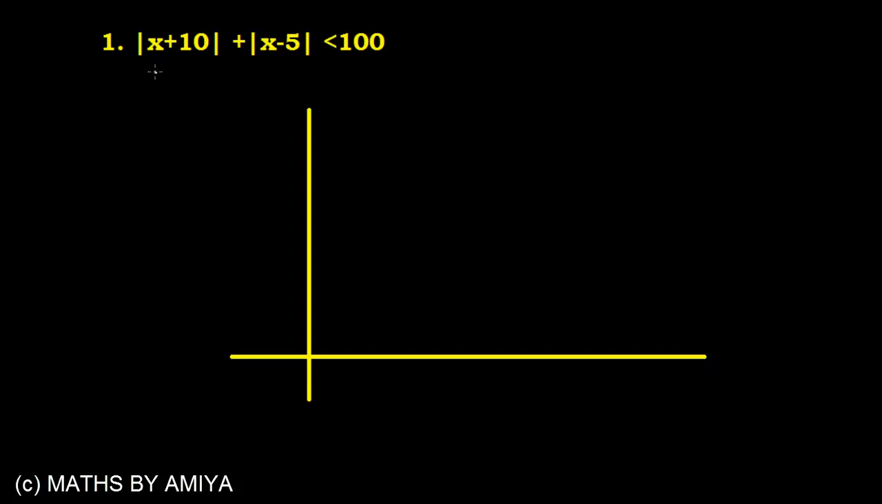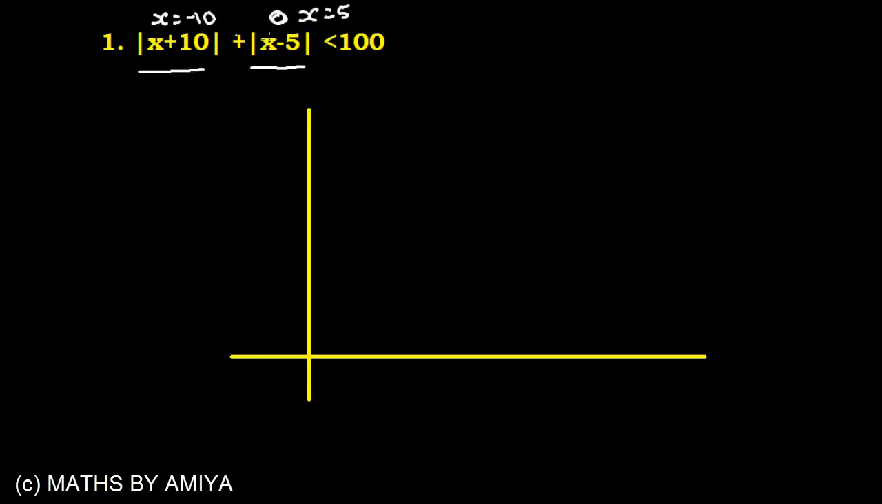Okay, how do we plot the graph of mod x plus 10 plus mod x minus 5? First, assume this value is 0. If this value is 0, we are getting x is nothing but 5. Assume this value is 0, so we are getting x is nothing but minus 10. What do you mean by assuming the value is 0? We are finding the roots, nothing else. So we find the roots of each of the mods. If there would be more mods, we will find the roots of all the mods.